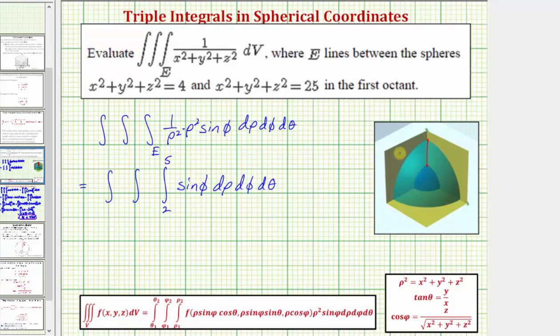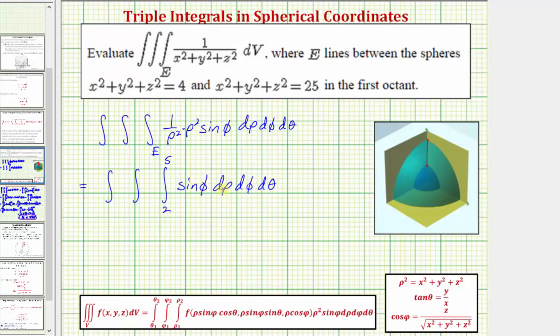If we don't recognize this, we can actually determine these limits of integration using the equations of the two spheres. Well, remember, x squared plus y squared plus z squared is equal to rho squared. So we can write the equation of the smaller sphere as rho squared equals 4, and therefore rho equals 2. And the equation of the larger sphere would be rho squared equals 25, or rho equals 5. Notice how this would also give us the limits of integration for rho.